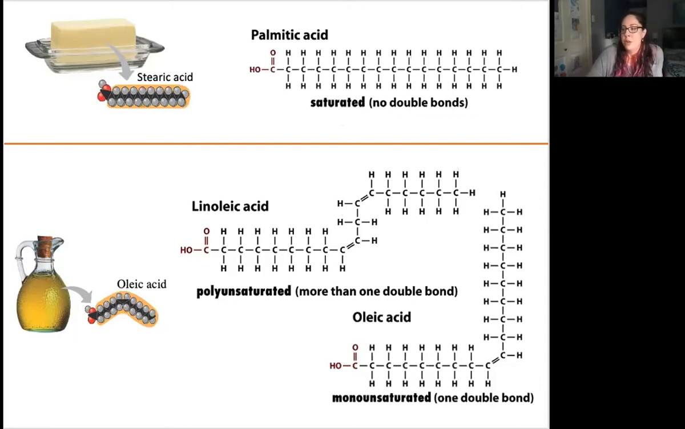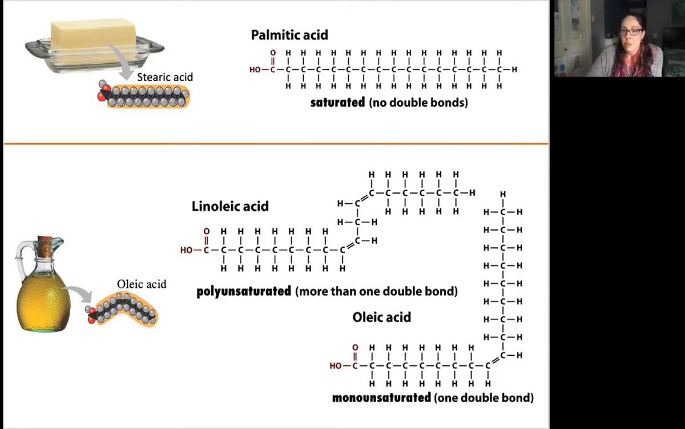Unsaturated, polyunsaturated or monounsaturated, just means they have hydrogens missing, and instead they have these double bonds. And so when that happens, you get these bends. So these molecules are not straight because they can't pack close together because they're all bent. That means that they're liquid at room temperature.